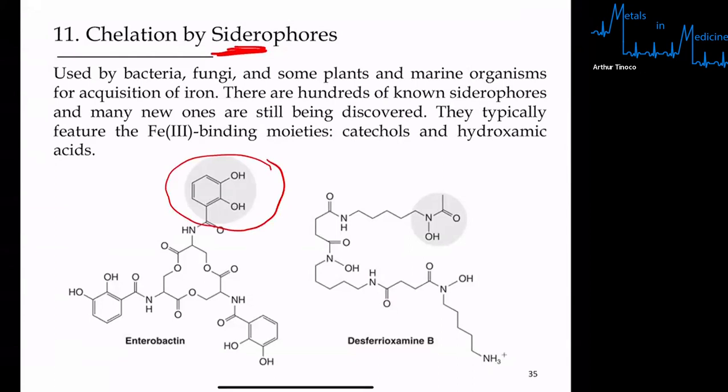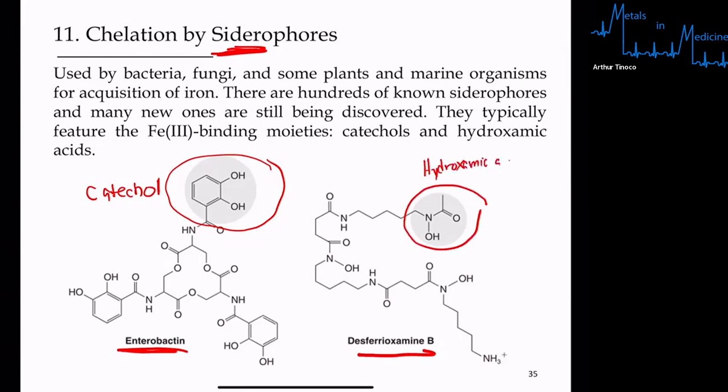So here what we're looking at is a siderophore that has the catechol moiety. This is catechol that you were seeing here. And this is from a really well-known siderophore called enterobactin. On the right, we have this ferroxamine B that has a different coordination modality. This coordination modality is the hydroxamic acid.